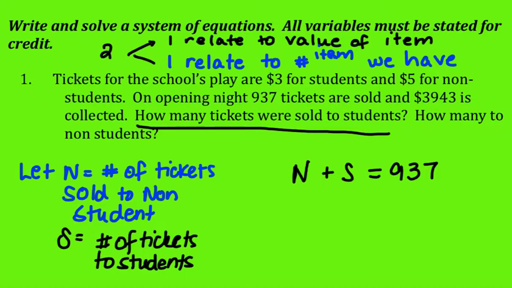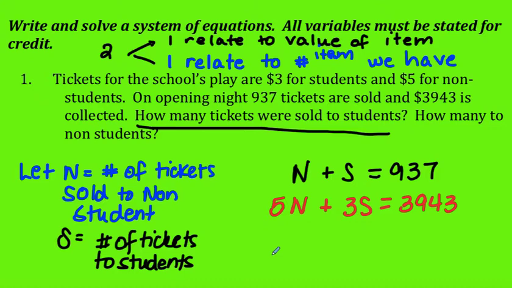The second equation I'm going to write is going to relate to the value of those items. So I know that tickets for students were $3, for non-students were $5, and the total amount that they collected was $3,943. So I took the value of each ticket, or the cost of each ticket, and I multiplied it by the number of tickets sold to get the total amount we collected.